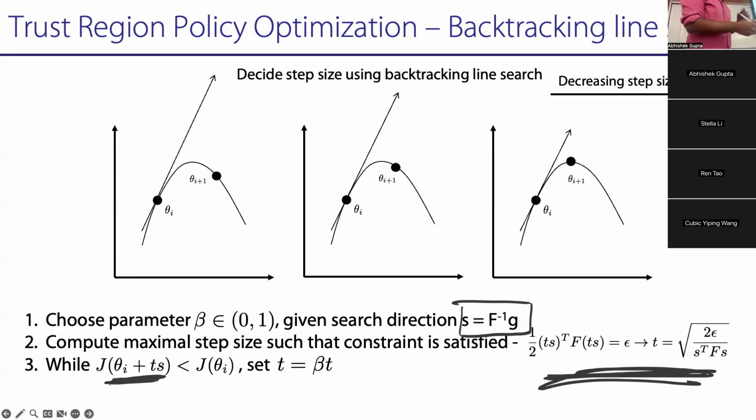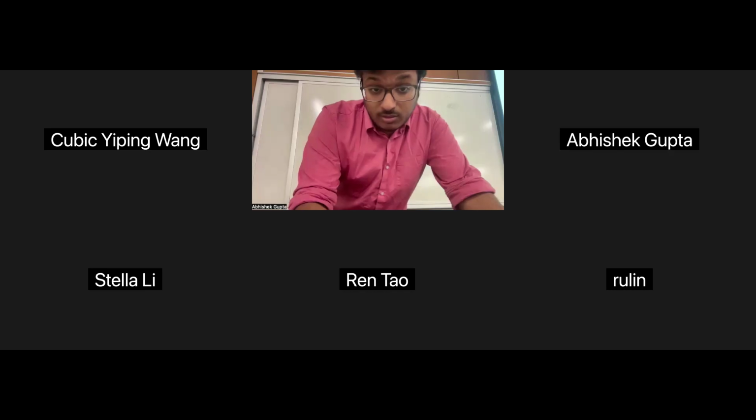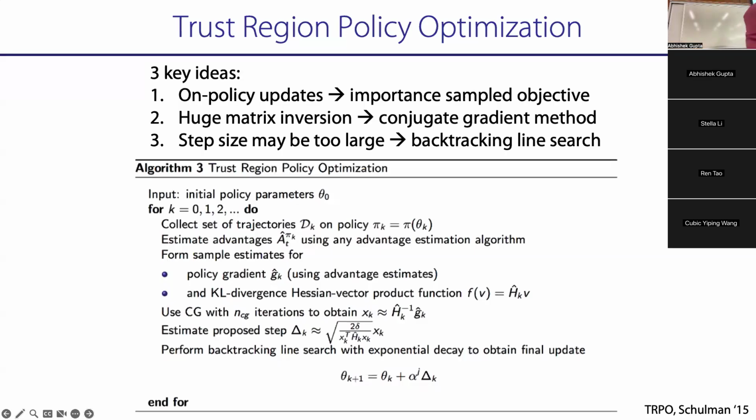Okay, so all the TRPO is really just a combination of these three tricks. The first being on policy updates, going to importance sample updates, so you can take multiple steps. The second is avoiding F inverse using conjugate gradient. And the third is just doing backtracking line search with your step size until you don't step too far. And so we're just saying combine those three things with natural policy gradient and you're done.